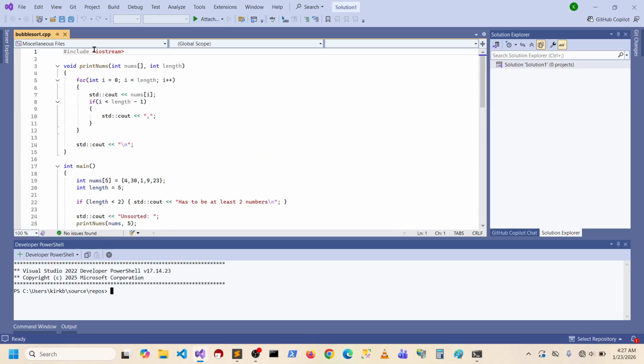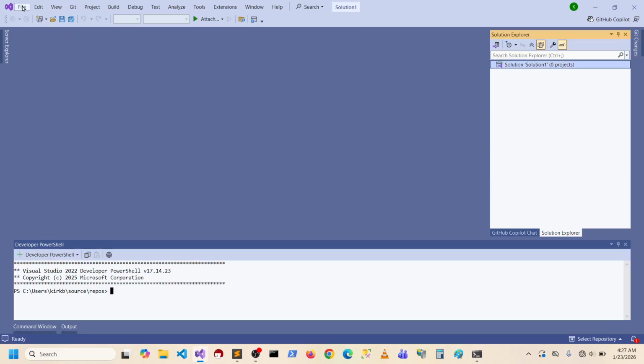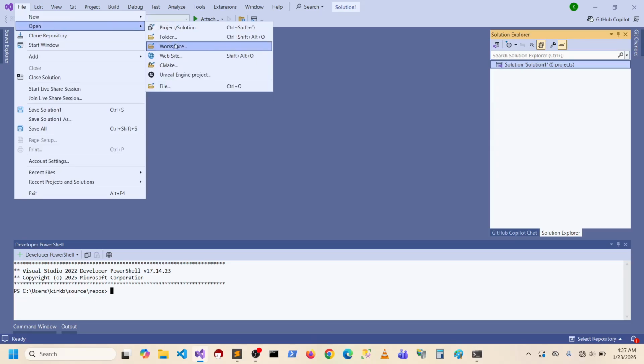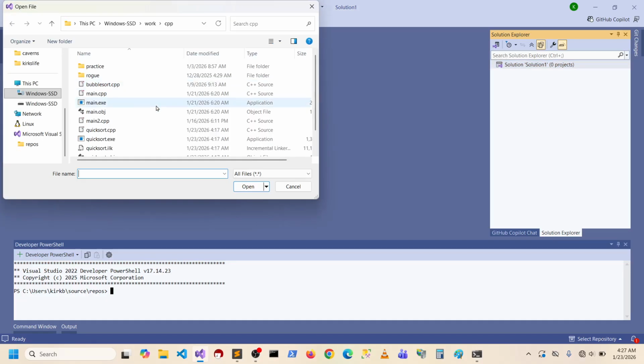Oh, that's bubble sort. I need quick sort. The heck? It's recent. Guess I don't have it. File. Okay, where am I at here? I need quick sort.